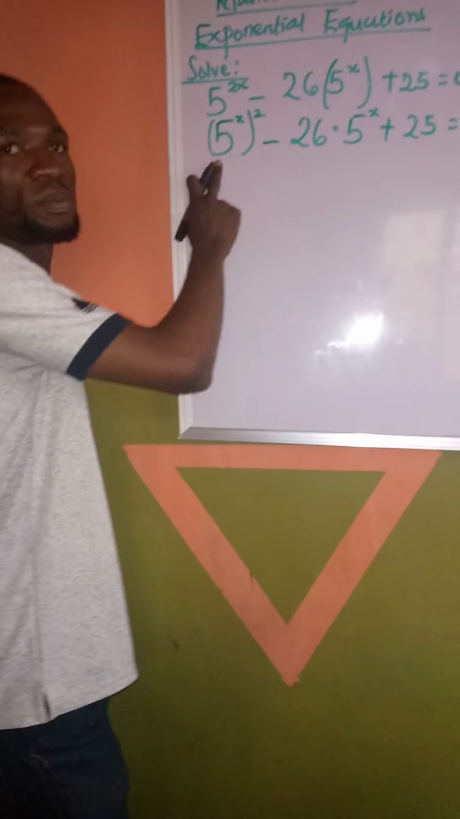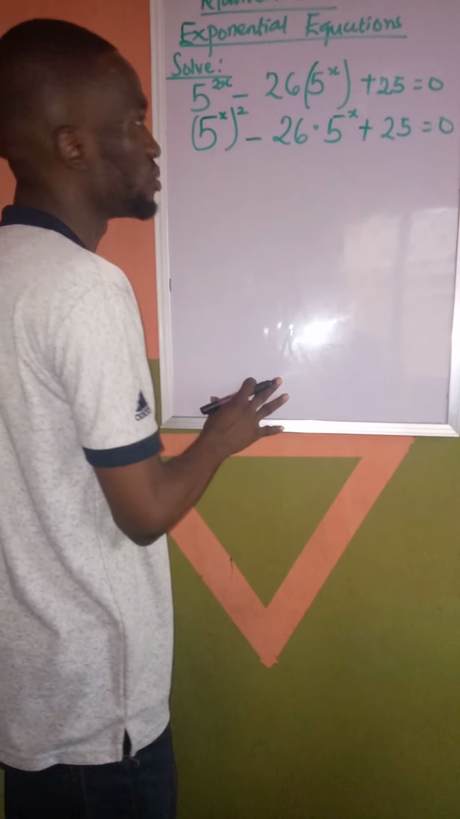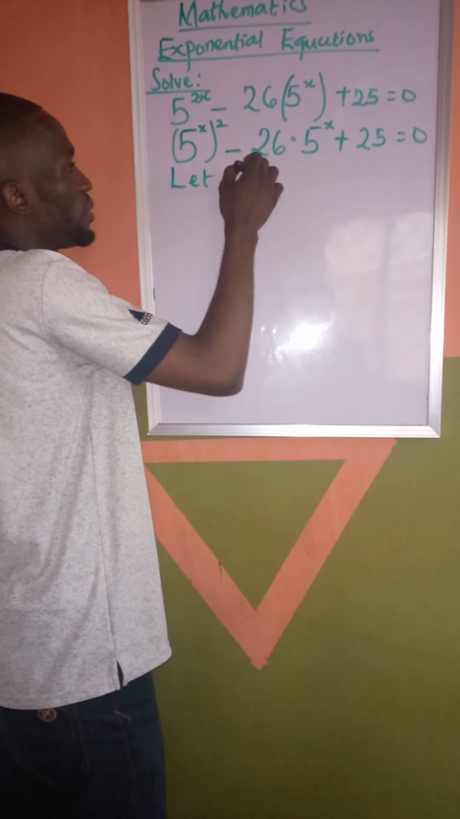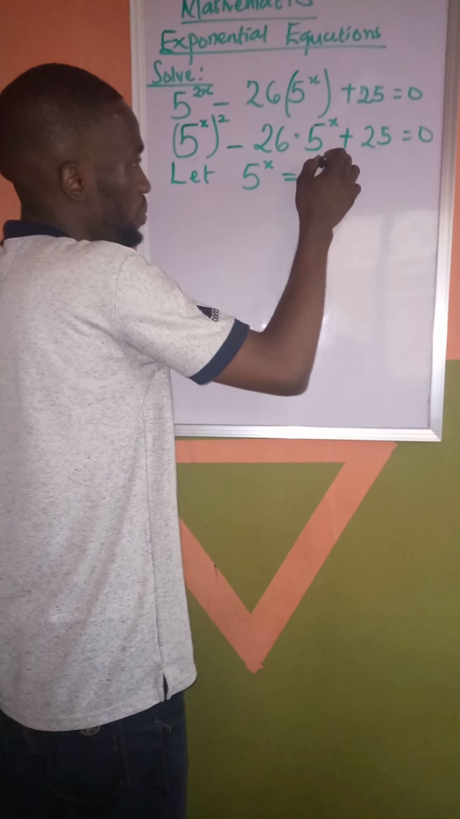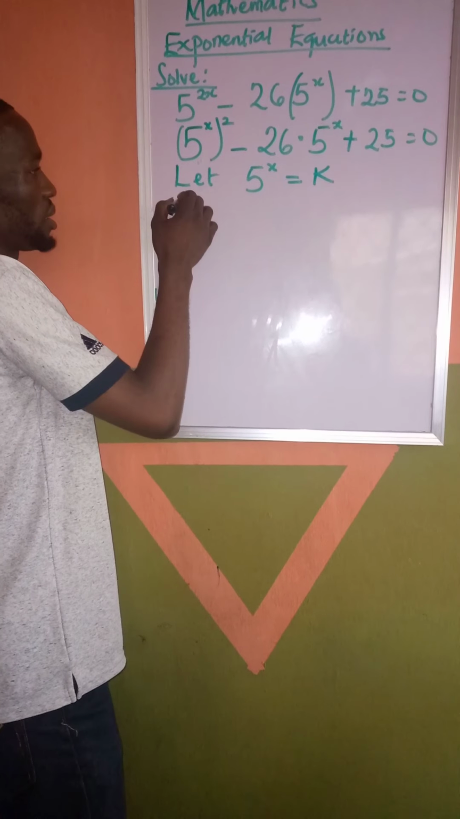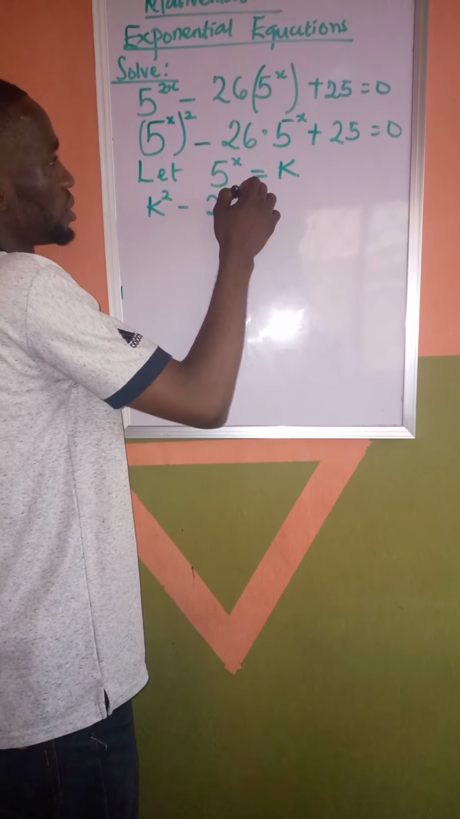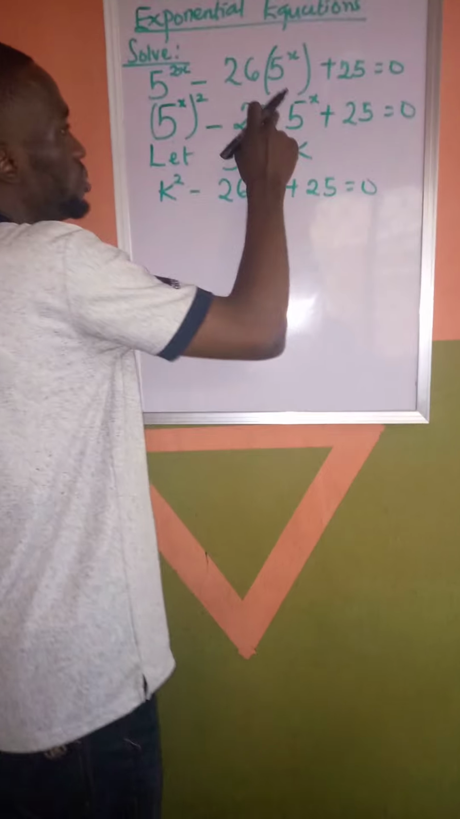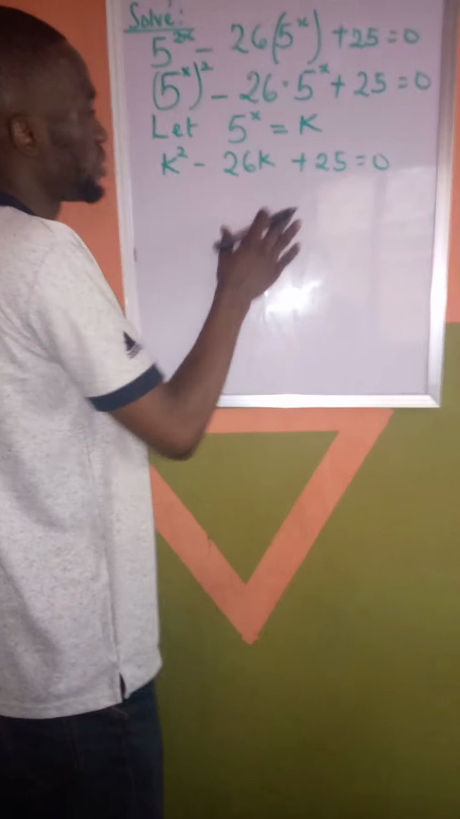Then we need to represent this 5 raised to power x with another letter just to get our x in the long run. You will soon know why. That is, let 5 raised to power x equals to any letter of your choice, but I will pick K. So anywhere I see 5 raised to power x, I will just write k. That is k squared minus 26k plus 25 equals to 0. This dot means times again. This has turned to a quadratic equation.